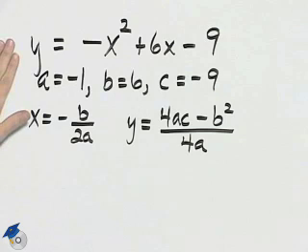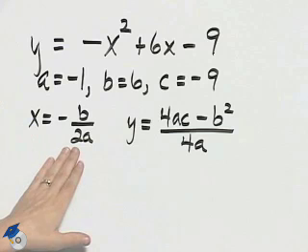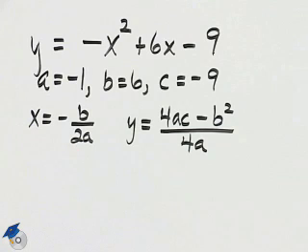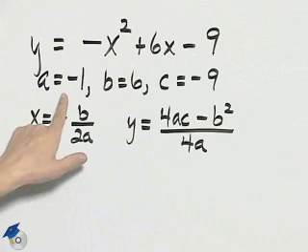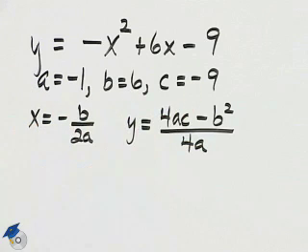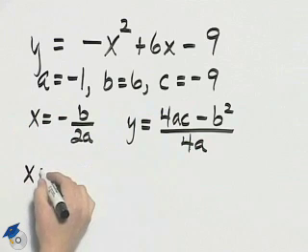To graph this parabola, we need to first find the coordinates of the vertex of the parabola. We'll use this formula for x and this formula for y for those coordinates. We need a, b, and c, so a is -1, b is 6, and c is -9. So I'll use those values to find x and y.